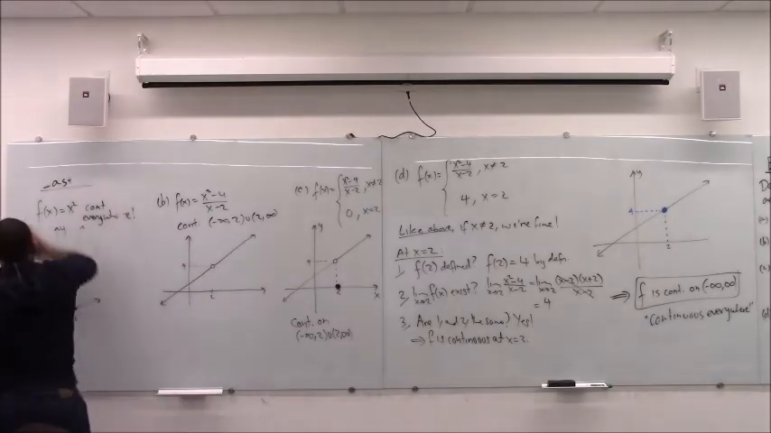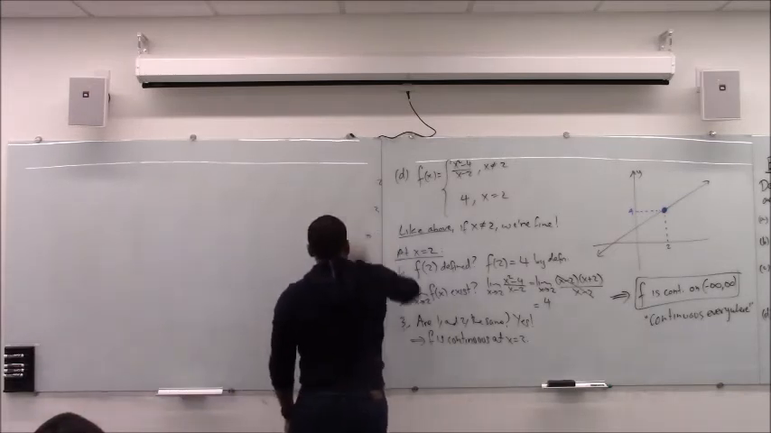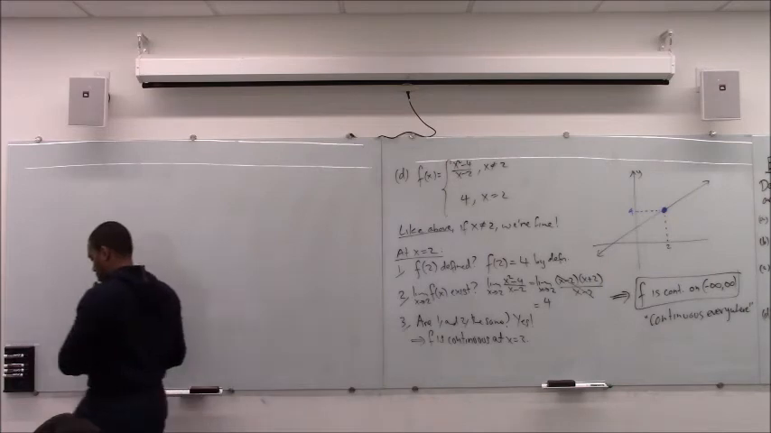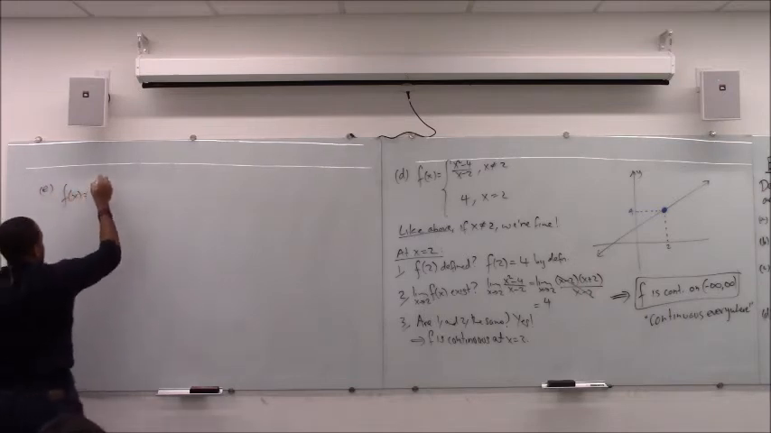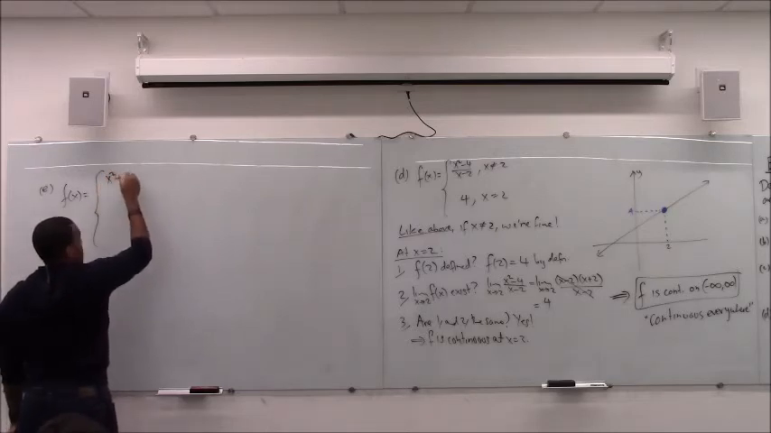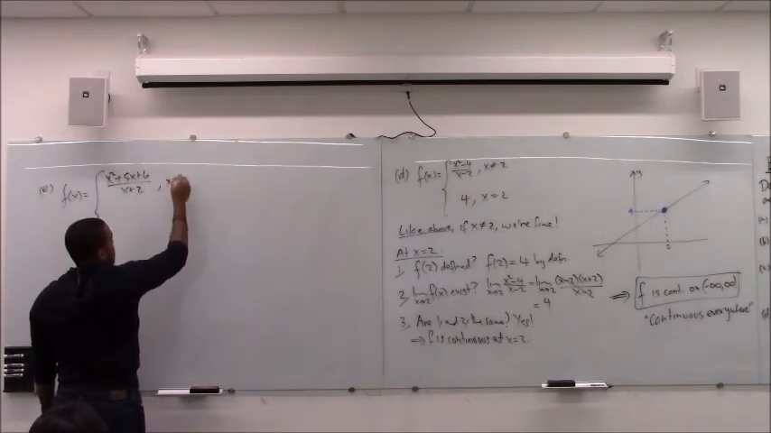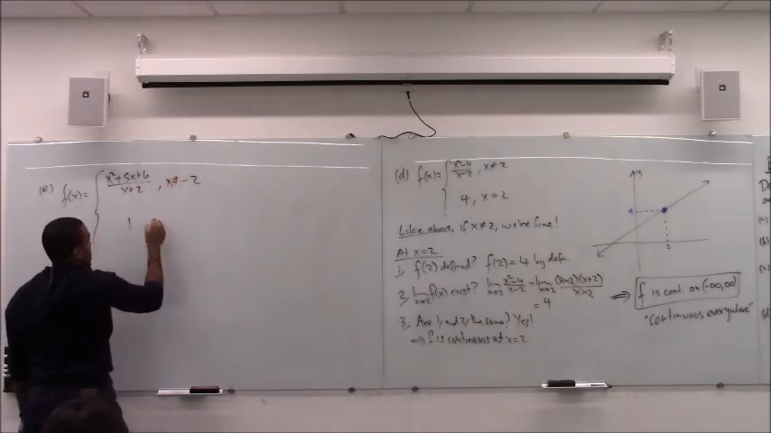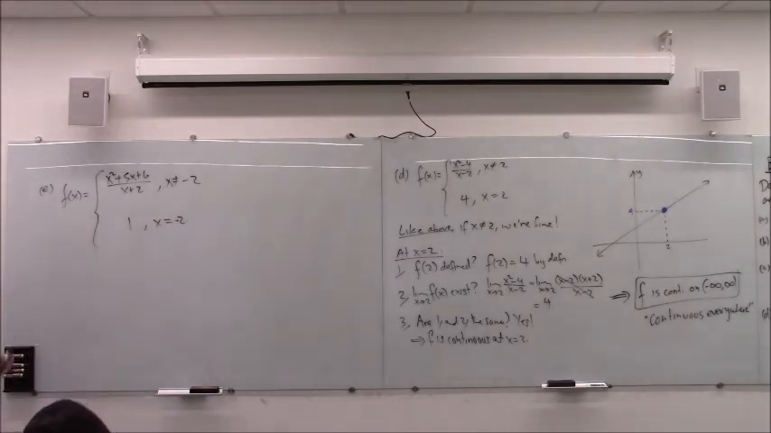What about E, the last one? Okay, so not minus 2, and 1 at x equals minus 2. Okay, so from beginning to end, someone tell me how to do this one.